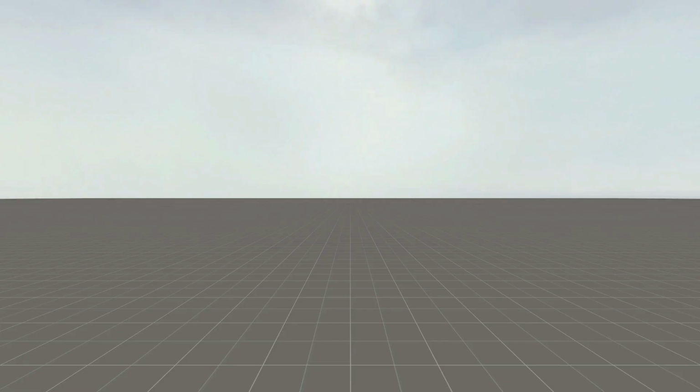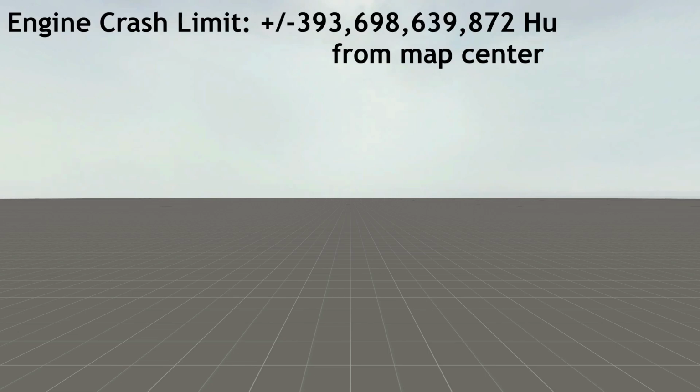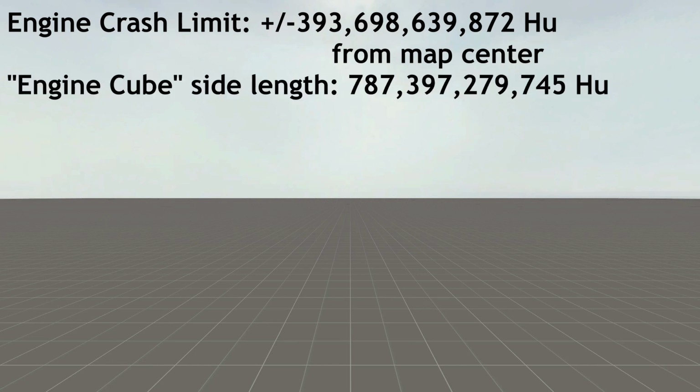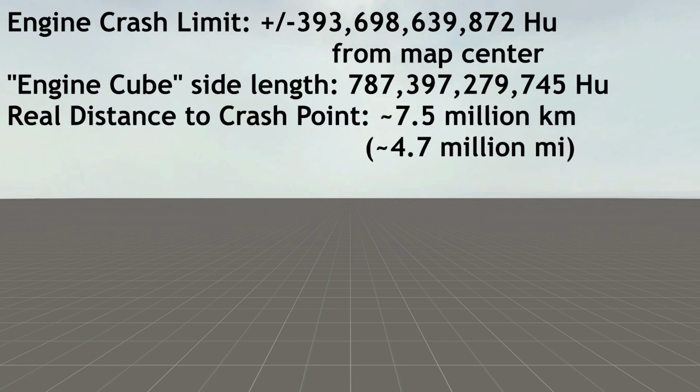But then that raises the question about the engine itself, because we can go beyond it. So, how big is it? Well, assuming the engine's limits are up until the game crashes, from the number that I mentioned in the video, the maximum value on all three axes is 393,698,639,872 Hammer units. Extend the full length to account for the negatives and zero, and we get 787,397,279,745 Hammer units in height, length, and width of the engine cube that we're making. For reference, to go from the center of the map to the crash point is about 7.5 million kilometers, or 7.5 gigameters, so each side of the cube is about 15 gigameters in length.